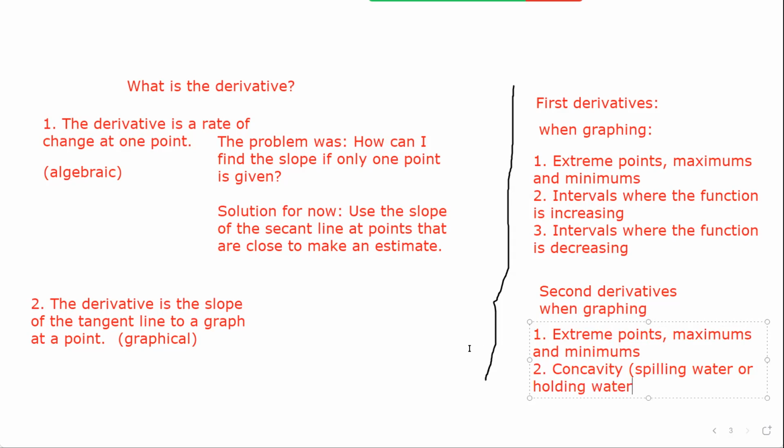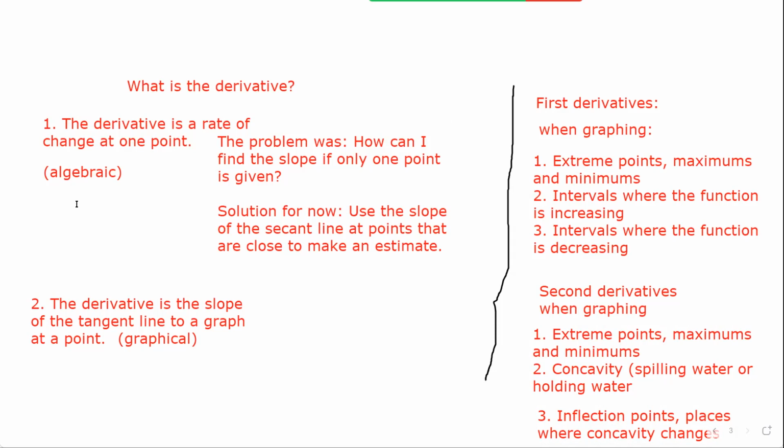And what we call inflection points, which are places where concavity changes. Those are typically what we use derivatives for. There are other interpretations of derivatives, but these are the two that you've been focused on.